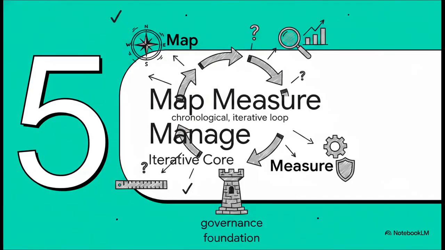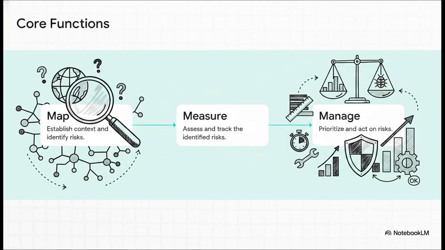Moving right along to Section 5, Map, Measure, and Manage. With our governance foundation locked in, we can explore that operational loop. Think of these 3 steps as your continuous engine. First, you map. Figure out the context of your AI and identify what could go wrong. Second, you measure. Rigorously test the system against those specific risks. And third, you manage. Prioritize and actually fix the biggest issues based on their real-world impact.